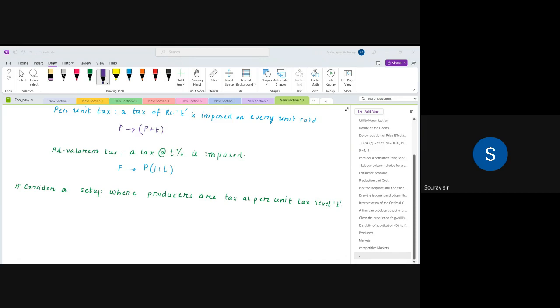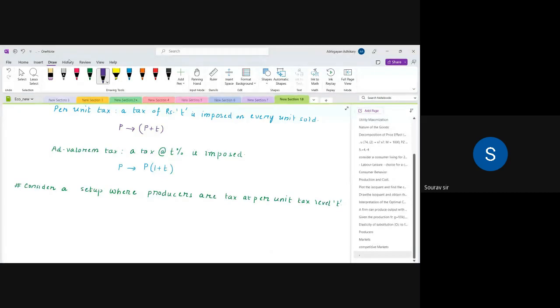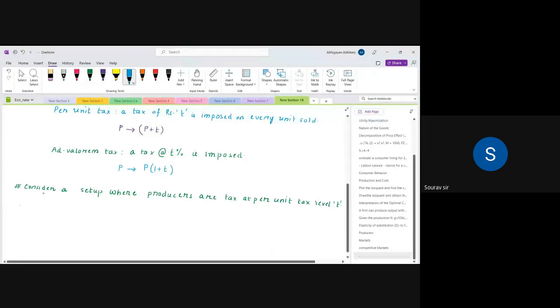Is it making sense? The price that the consumer is paying is not the price that the supplier is receiving. There is a gap between these two, and that gap is the rate of tax. If the market price is, let's say, 100, then obviously the supplier is getting 100 minus T because it has to pay T rupees to the government. Correct?